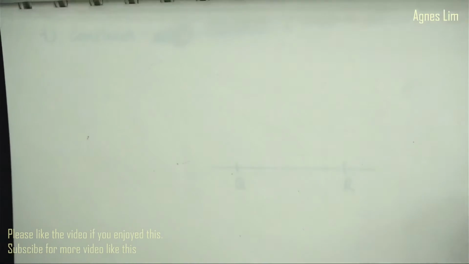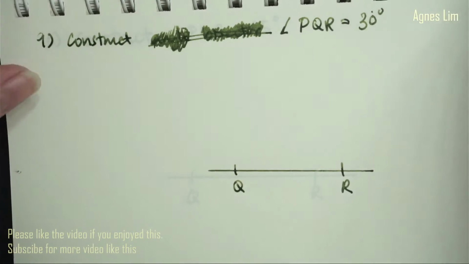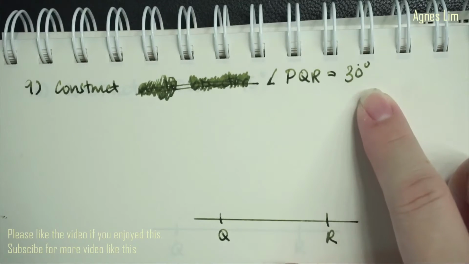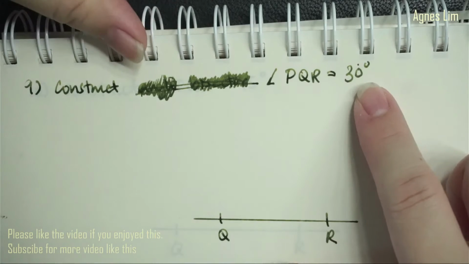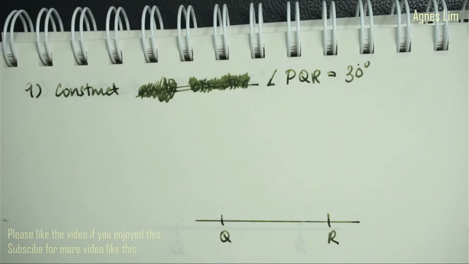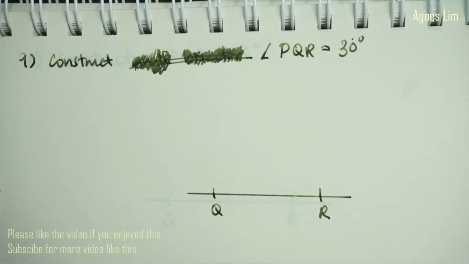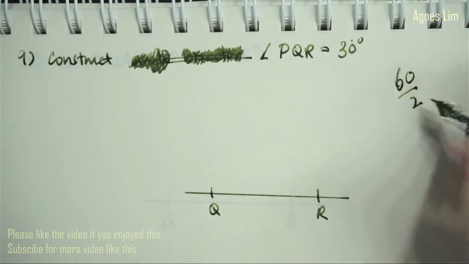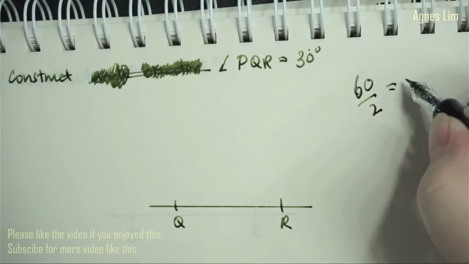Right, next we're going to construct 30 degrees from this line again. So far I'm using a straight line just because it's easier for you to understand. As long as you can grasp the concept, you're good to go. Alright, 30. Now 30 comes from half of 60, where you get 30 degrees.